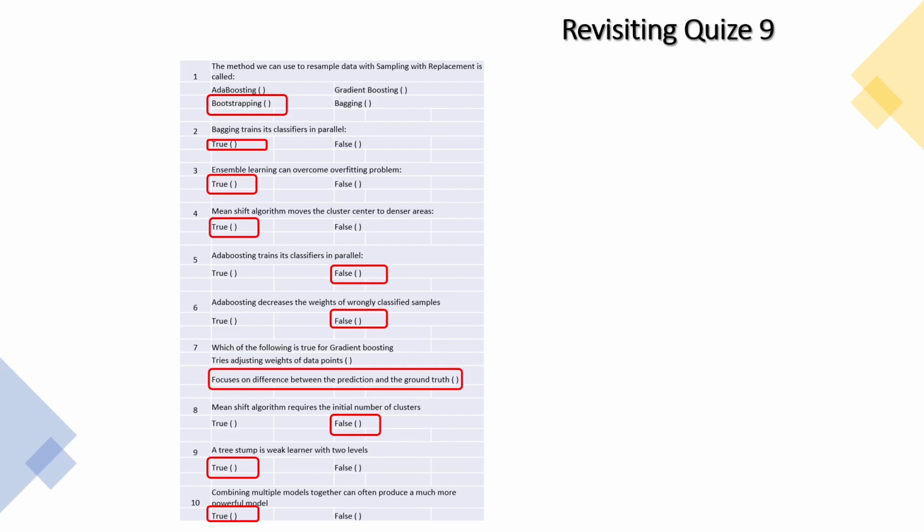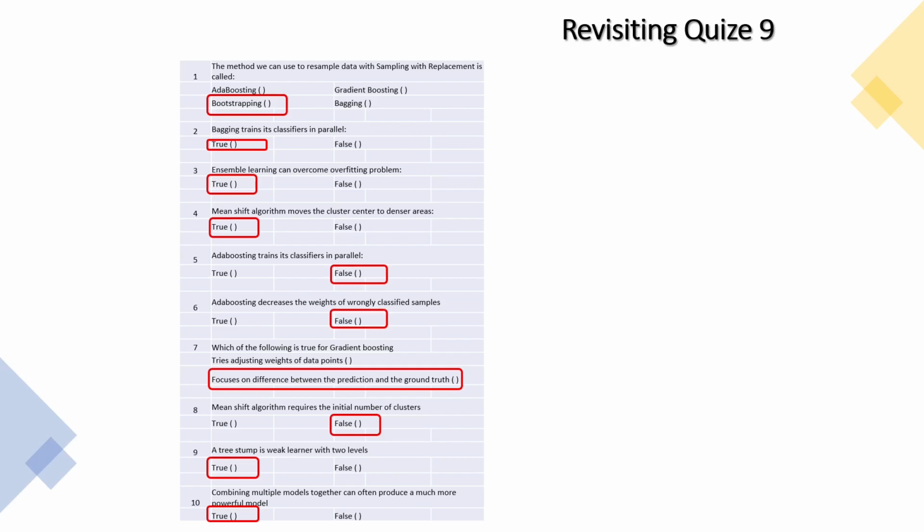AdaBoost trains its classifier in parallel. That's wrong. Neither AdaBoost nor gradient boosting. No boosting algorithm trains its classifiers in parallel. They work in a sequential manner. AdaBoost decreases the weights of wrongly classified samples. That's very wrong. That's the opposite. It's increasing the weights of the wrongly classified samples. That was the boosting. Okay.